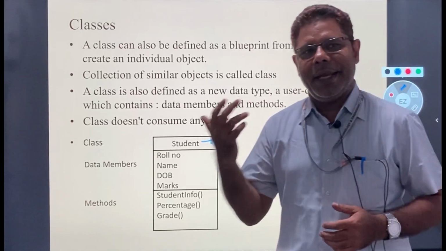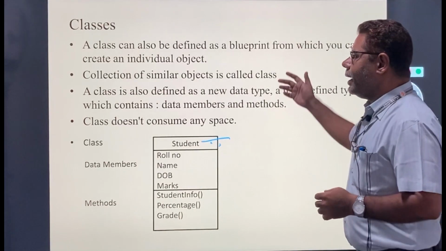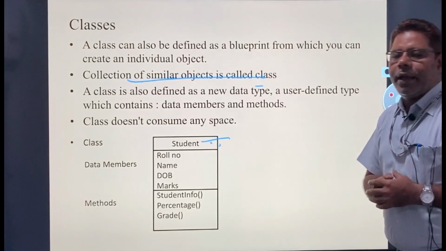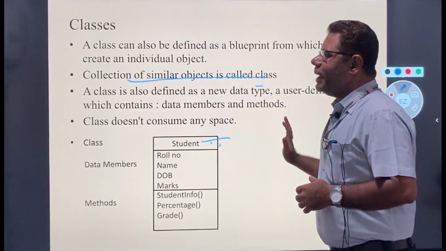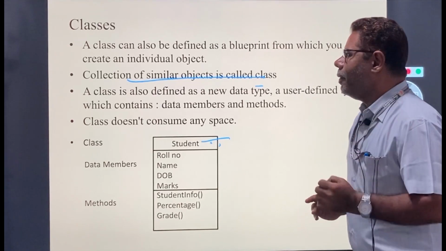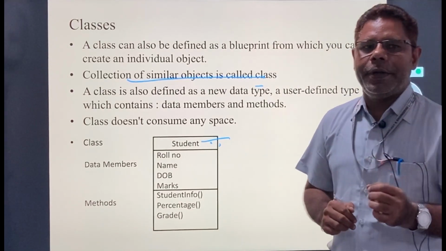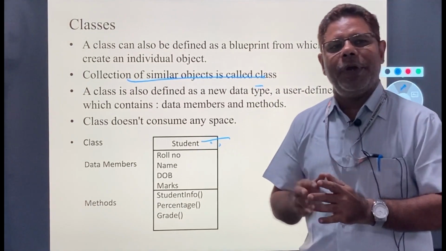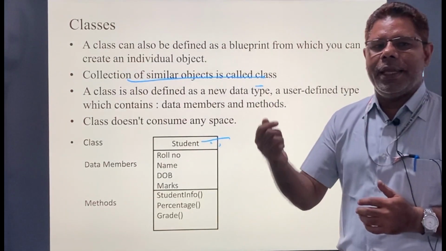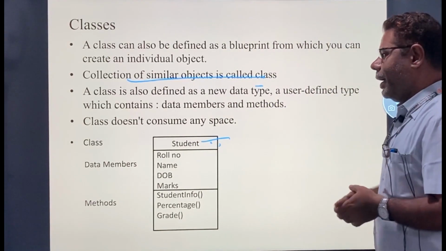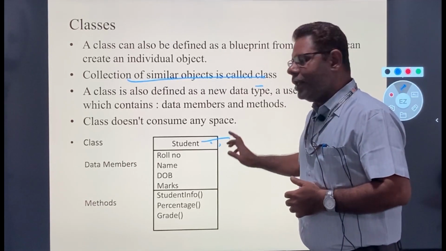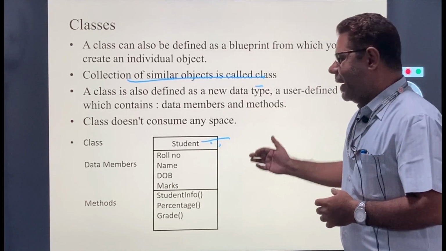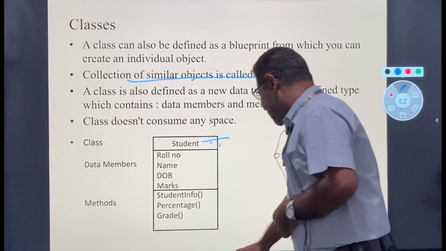Once we create a class, we can develop any number of objects. The collection of similar objects is called a class. So this is the basic idea about the class. Once again, I am repeating, what is class? Class is a blueprint to create objects. Once we create a blueprint, we can create any number of objects from the class. Consider a class student: it contains some data members and some methods. Next we can see what is object.